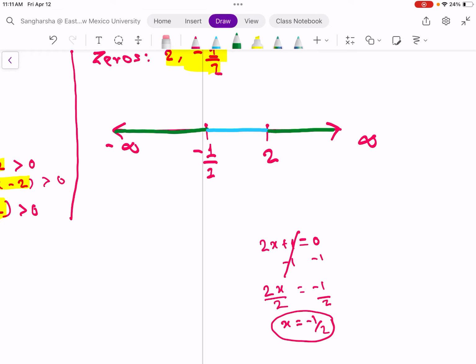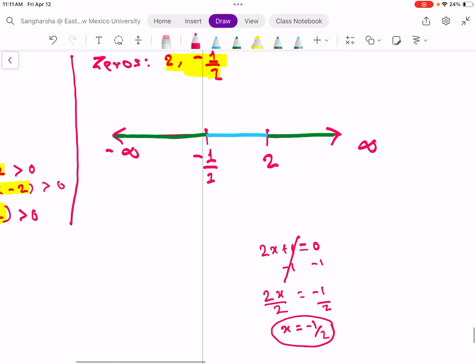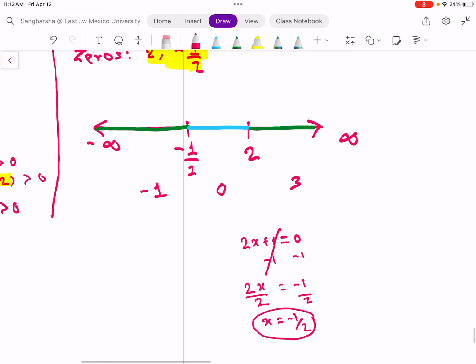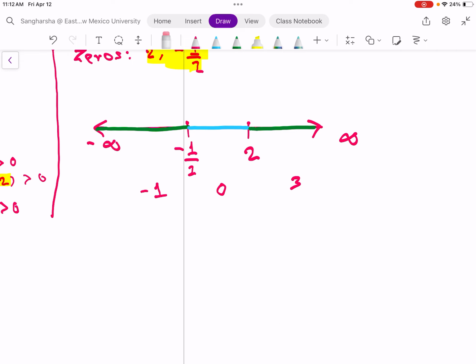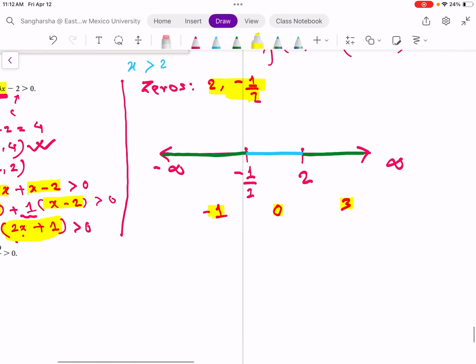Okay, from the first interval, what number do you want to choose? You can choose any number. Negative 1. Okay, from the middle interval, what number do you want to choose? So in between negative 1/2 and 2, we can always choose 0, right? Or 1, you can do 1 or 0. Okay, and for the last interval, let's go with 3. Now you choose any number from each interval. Now we check whether this testing number is a solution for our inequality or not.